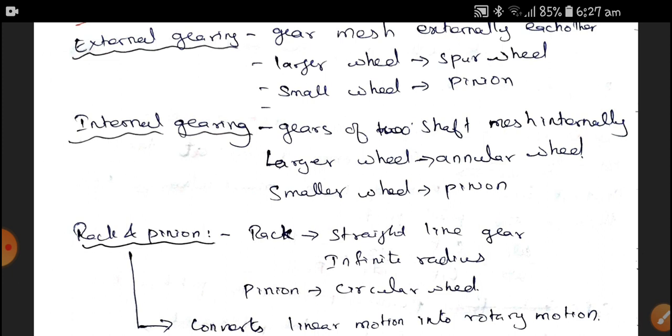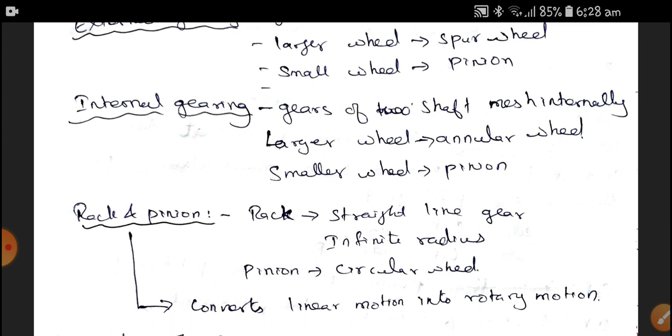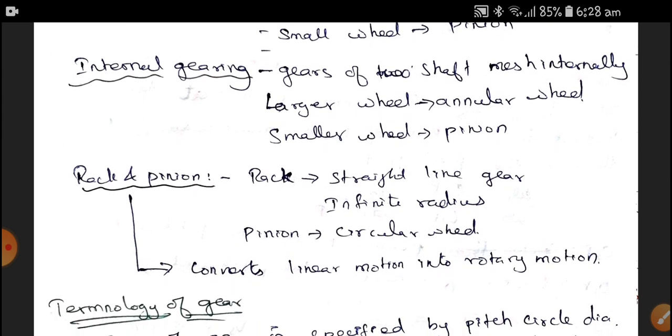The large wheel is called a spur wheel and the small wheel is called a pinion. So here the terminologies are important. In internal gearing, the gears of two shafts are meshed internally. Here, the large wheel is called an annular wheel, while the small wheel is called a pinion. In the rack and pinion, the rack has a very important point.